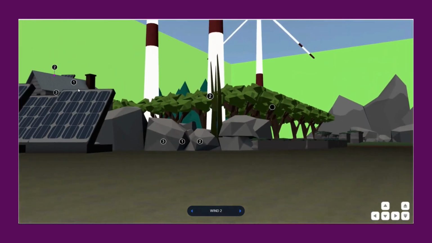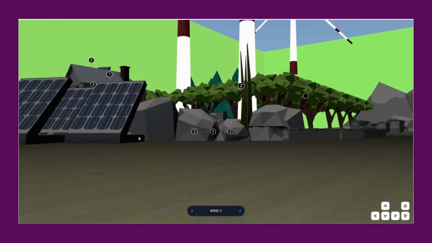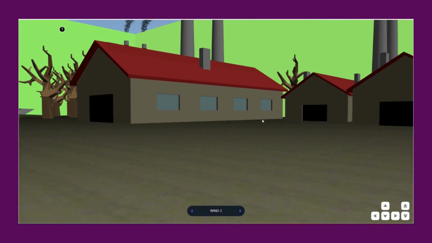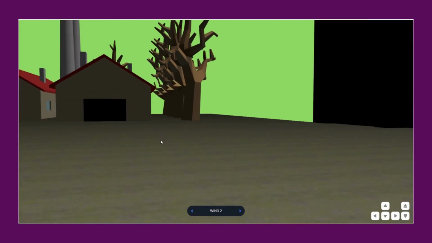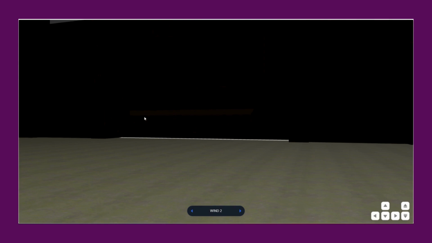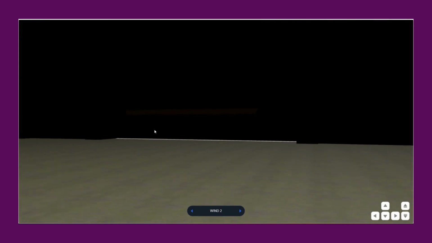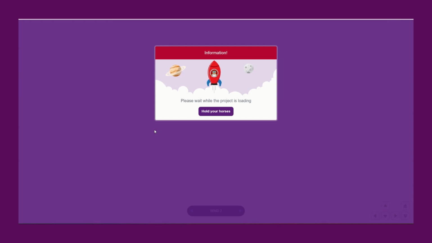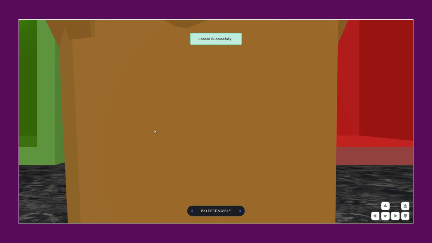Environment. We can see the environment, how it is made. So take a tour of this. Or if we don't want to continue, there is a door obviously, so we can pass through the door. It will take us to scene 3. Yes, we have come to scene 3, and it is loaded successfully.